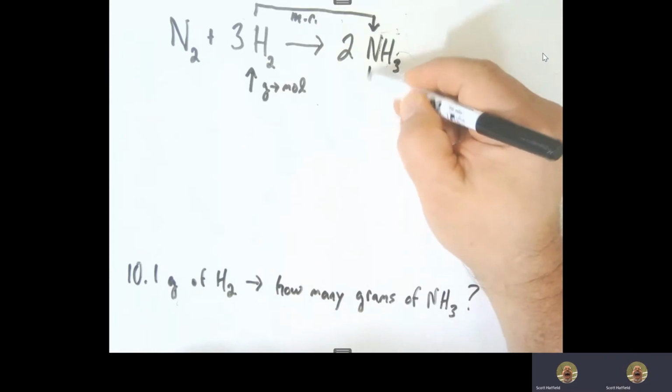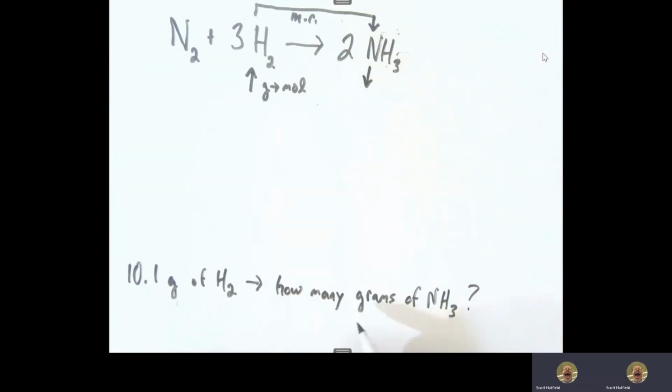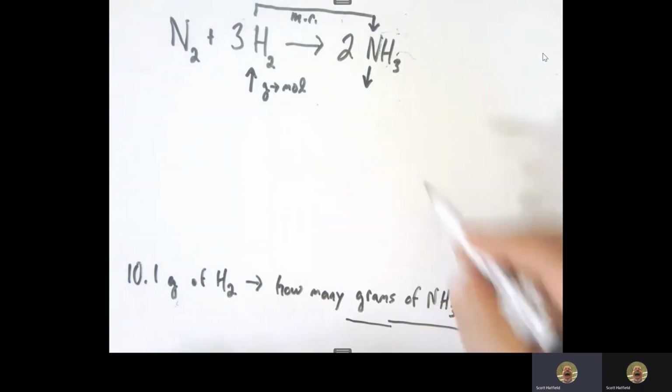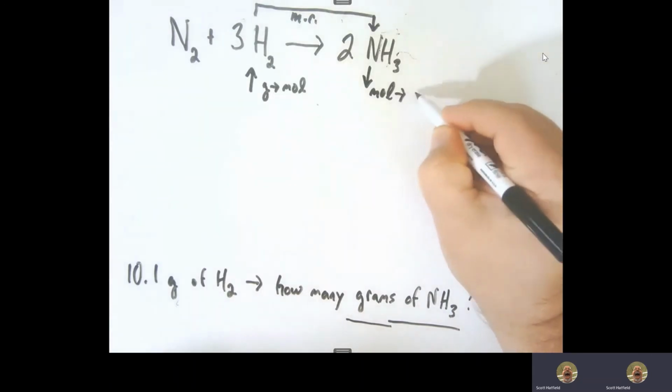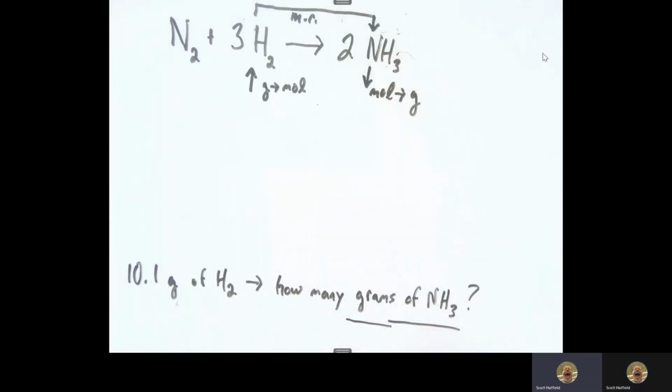But now I add a third step. I add a third step because I want my answer to be in grams of ammonia. And so I have this arrow pointed down. I'm going to label it moles to grams. Okay, so that's our map based upon the balanced equation.